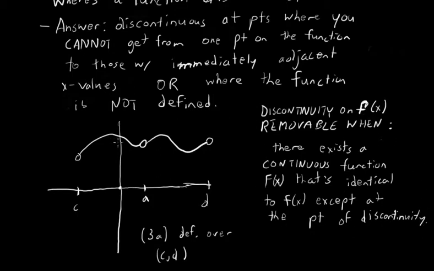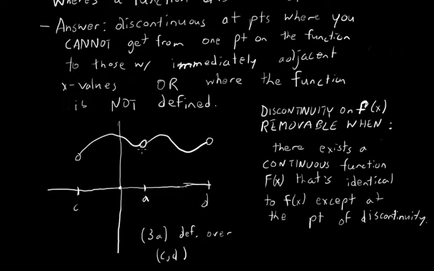So we're saying that this function here has a removable discontinuity, and we know that this point of discontinuity is at a, right? At x equal to a. So we know that this point of discontinuity is removable when there's a function that's identical to this function except at x equals a, and that function is continuous.